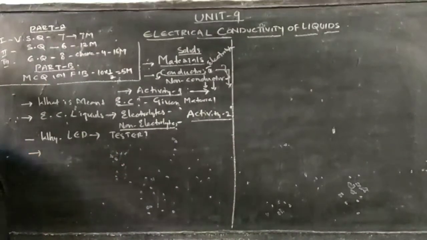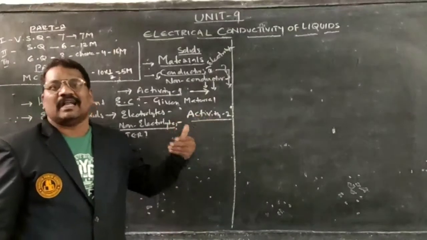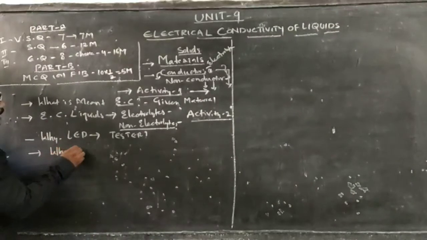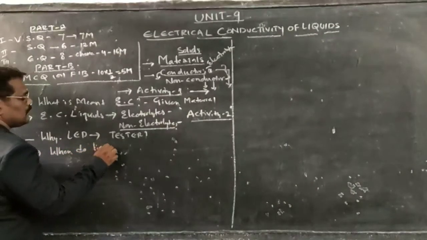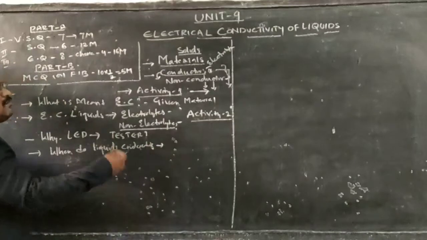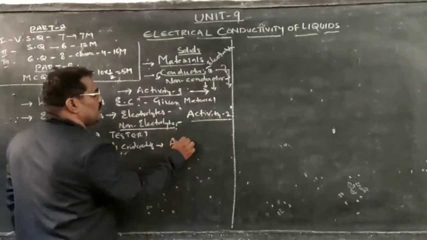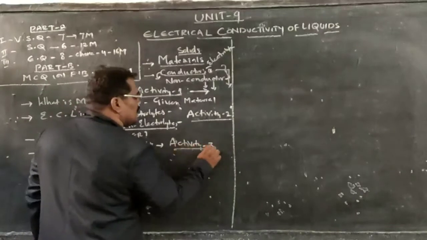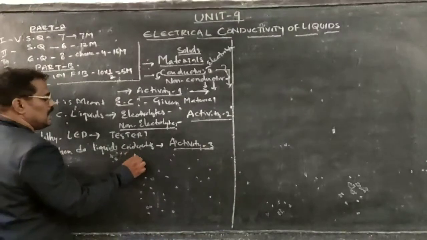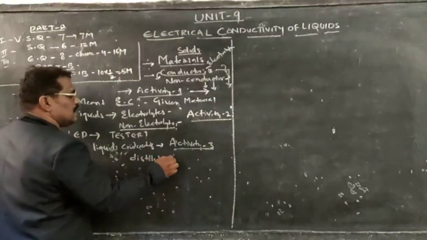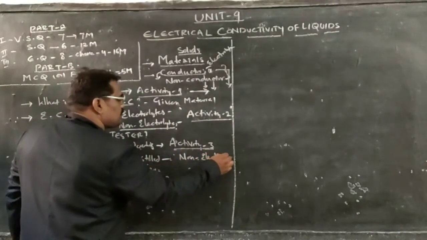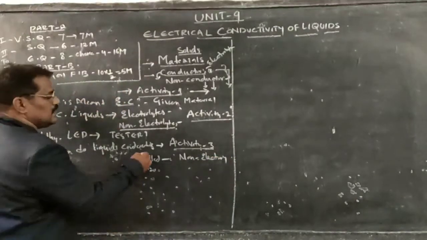Next one is, when do liquids conduct electricity? Based upon activity 3, that activity gives the explanation about when a particular liquid conducts electricity. For example, in our textbook it is given as distilled water. Distilled water is a non-electrolytic substance which doesn't conduct electricity as it is pure water.